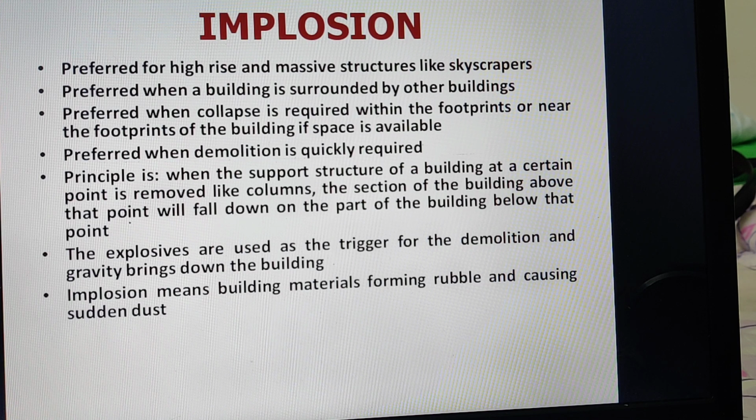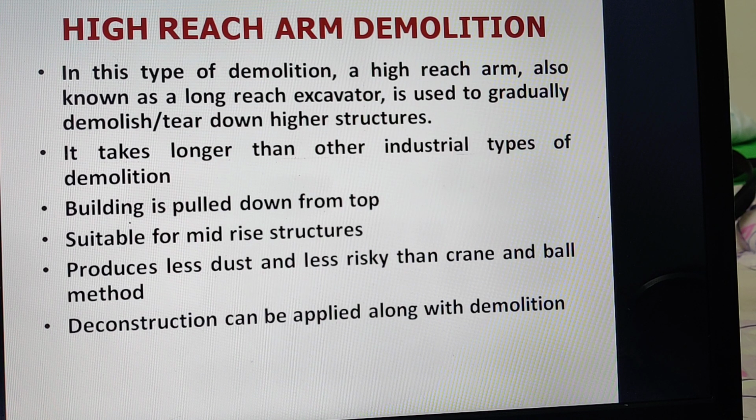The principle is that when the support structure of a building at a certain point is removed, like columns, the section of the building above that point will fall down on the part of the building below that point. The explosives are used as the trigger for the demolition, and then gravity acts and that gravity brings down the building. Implosion means building materials forming rubble and causing sudden dust.